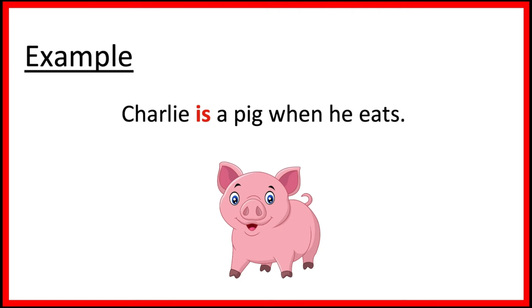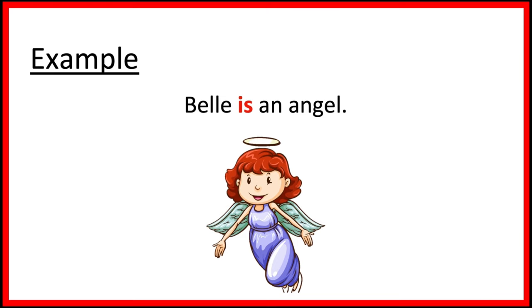Charlie is a pig when he eats. This metaphor does not literally mean that Charlie is a pig. Rather, it means that he eats noisily and messily. Belle is an angel. Again, this metaphor doesn't literally mean that Belle is an angel, but rather it means that Belle is very kind and good.